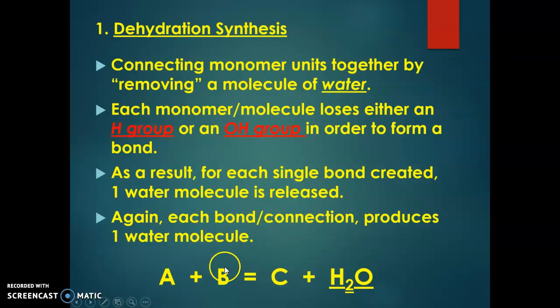If we look at it like a simplistic formula, take monomers A and B. You want to connect those together to make polymer C. You take an H away from A, an OH away from B, and you produce water as a byproduct. When you do that, you destabilize A and B so they come together immediately to make themselves happy again, forming the larger molecule C.